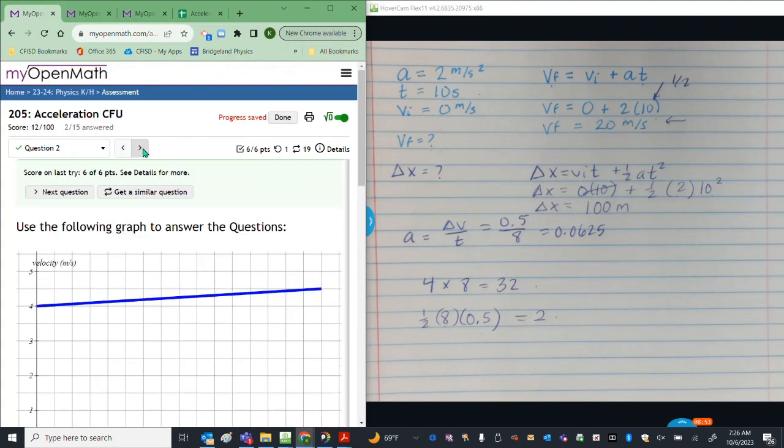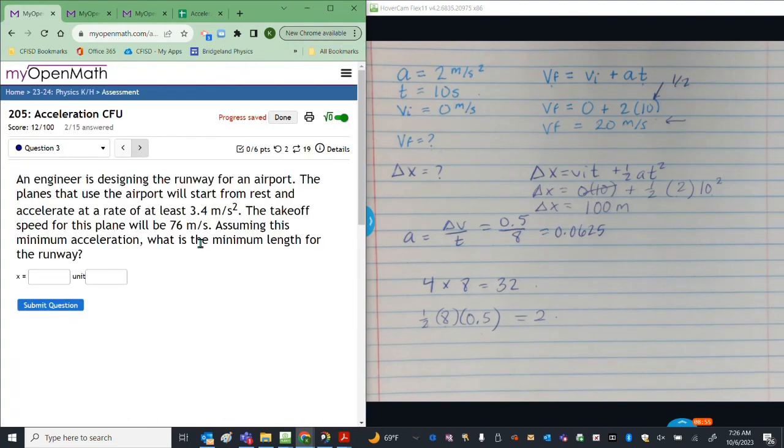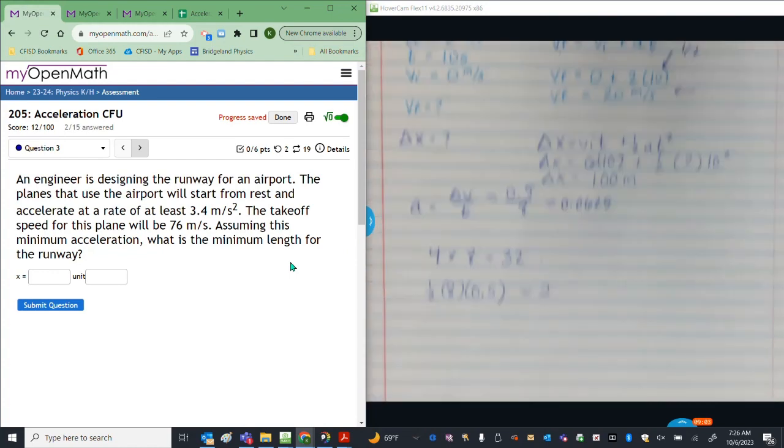All right, let's go ahead and take a look at number 3. Number 3, 83% of you guys got right. So it was a little trickier for some of you, and it may have been the way that it's worded. So let's take a look at it. I'm just going to turn the page to be easier.